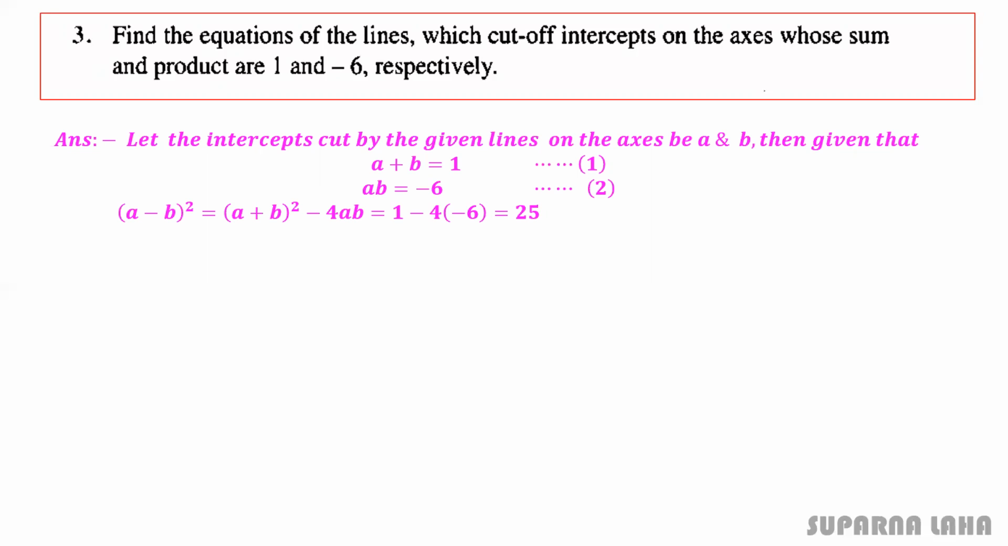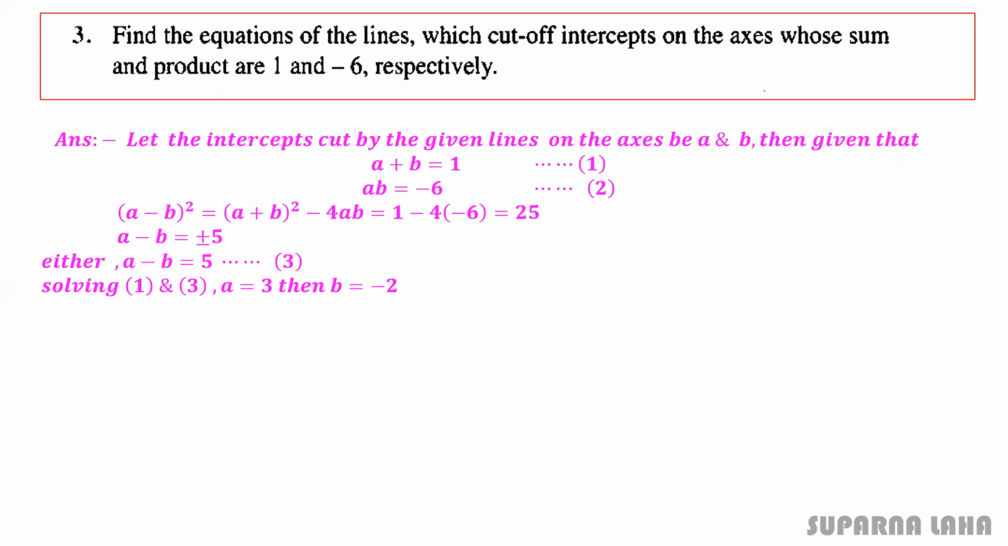So first of all, find a minus b whole square. Apply the formula, that is a plus b whole square minus 4ab. Put the values, and a minus b is plus 5 or minus 5. So if a minus b is 5, then we solve equations 1 and 3: a minus b is 5 and a plus b is 1. If we add them, we will find the value of a. So solving these, you will find a equals 3 and b equals minus 2.